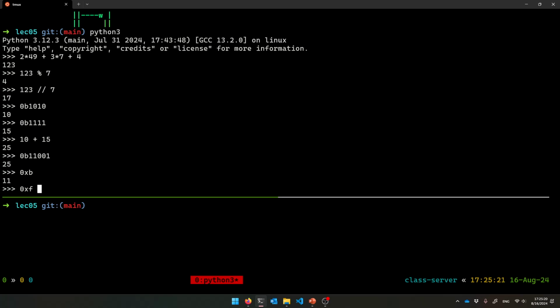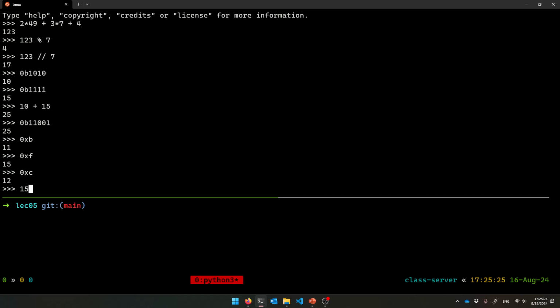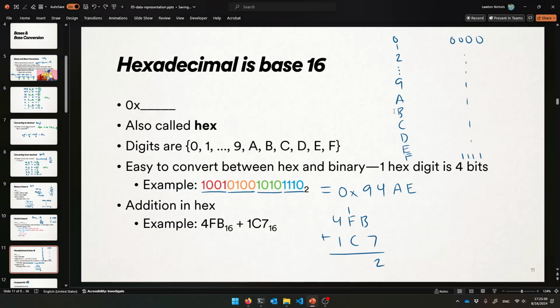You can just do it in Python if you want to. F is 15, C is 12. 15 plus 12 plus 1 is 28. And that is going to be, let's see, 2 16s. You're not going to carry a 2 here because 2 times 16 would have been 32. So it's going to be a 1 again.